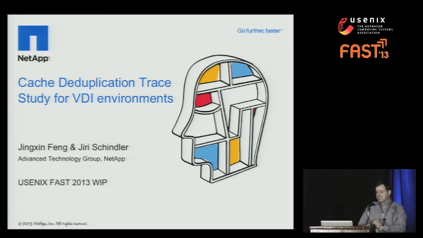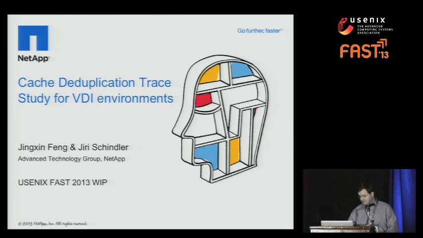So this is a different kind of work. This is at a much earlier stage than the previous one. With this work, what we set out to do is trace analysis, so I'm sure Joe would be happy about that, looking at what happens in a virtualized data center that uses large host-side or flash-based caches. This is work by Jinxin Fang. I'm just helping out. Unfortunately, she wasn't able to come, but I want to present her work for her, so this is really all her work.